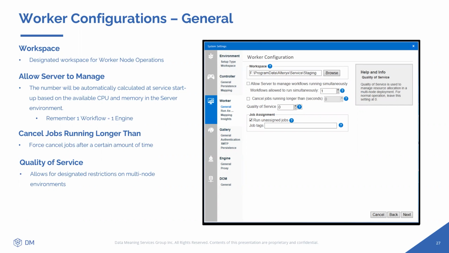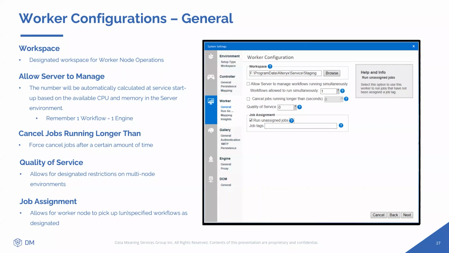So for example, having a worker set to the quality of service of 3 will set this machine to handle only priority level jobs that are critical, for example. So in a single node environment like ours here, the quality of service should be 0, which means that the quality is low, which means that the worker will handle any request that comes to him.